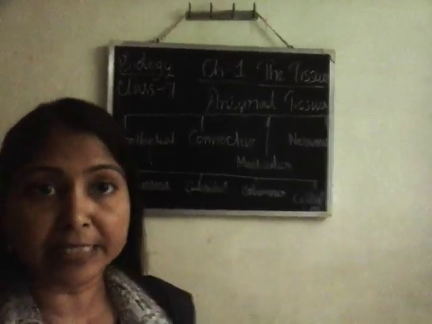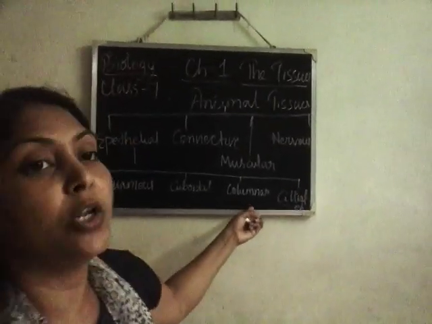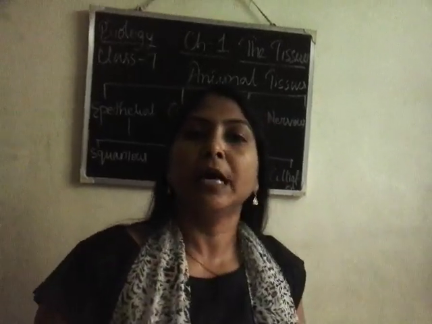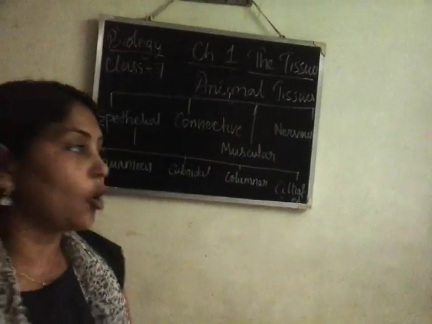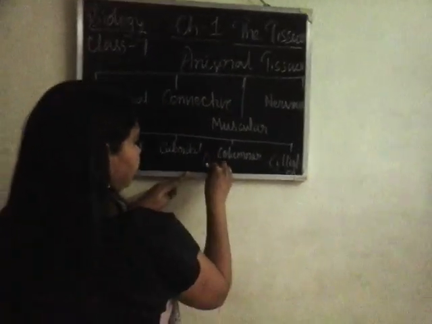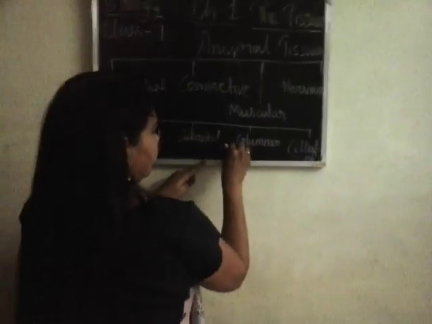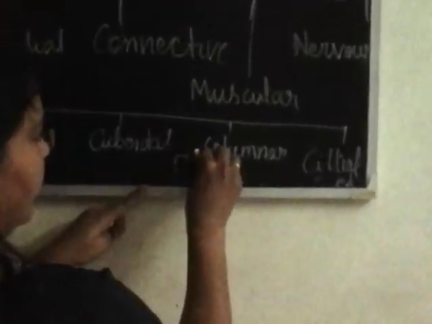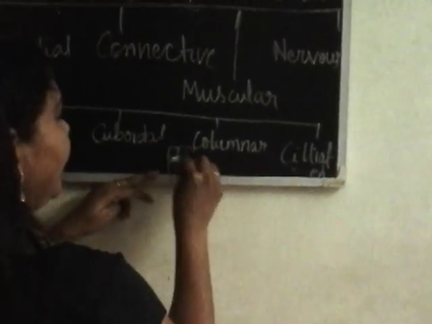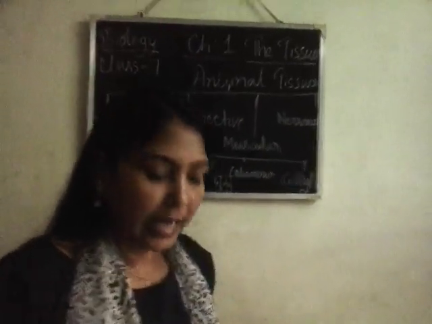Then we move to the next type of epithelial tissue, which is columnar. Columnar epithelium tissue. Columnar means the shape will be like a column. The shapes will be column shape like this. They will be long, elongated cells, okay, and they will be in the column shape. Fine. And what is their function?